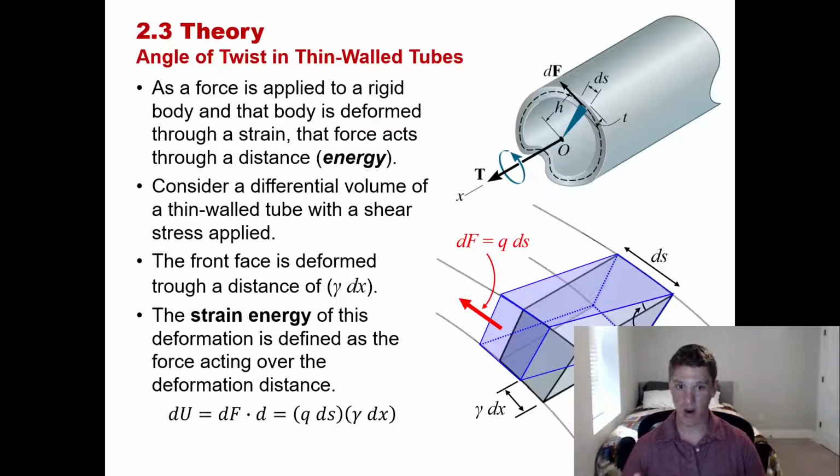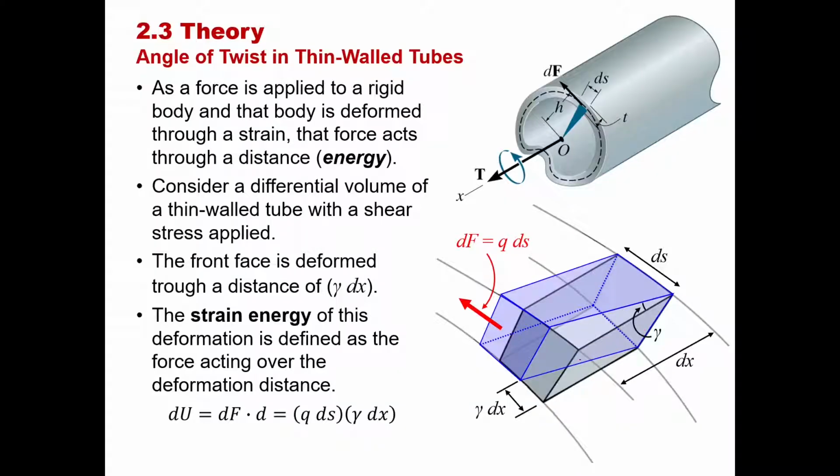And that's what we're going to use here to derive this equation. So we can say the strain energy of a system is going to be the energy required to deform a body. Looking once again at a differential slice of our tube that has some thickness dx along the length of the hollow shaft, and some circumferential length, some differential arc length ds that goes around the outside of the shaft.